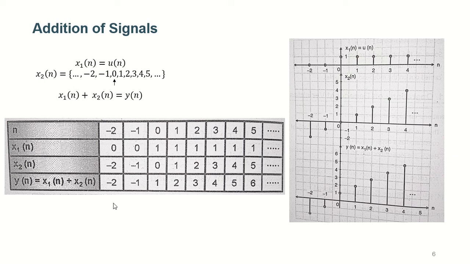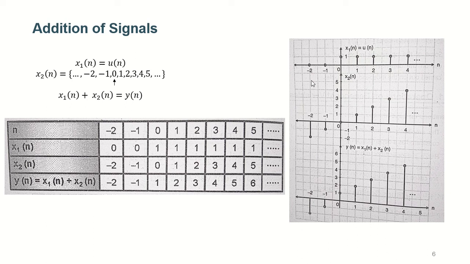And again, we will similarly just take the addition of that. So 0 plus minus 2 is equal to minus 2, 0 plus minus 1 is equal to minus 1, 1 plus 0 is 1, 1 plus 1 is 2, 1 plus 2 is 3, 1 plus 3 is 4, 1 plus 4 is 5, and 1 plus 5 is 6, right? So we did nothing but the simple addition, just like we did with the continuous time signal operations. And you can also confirm it using this graph as well.